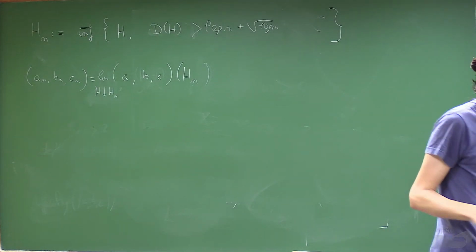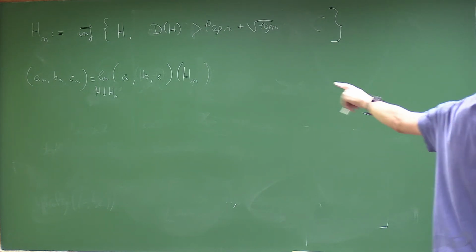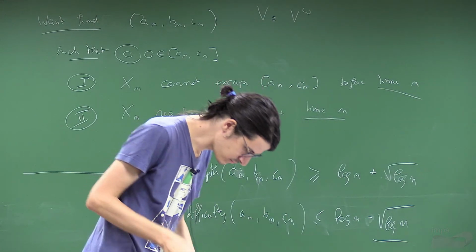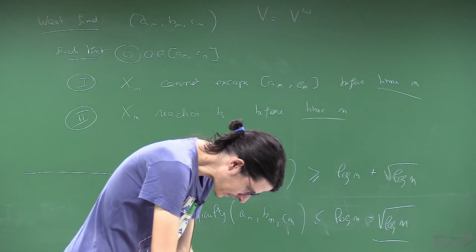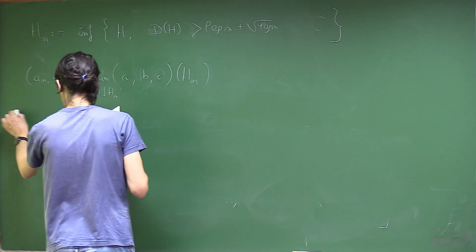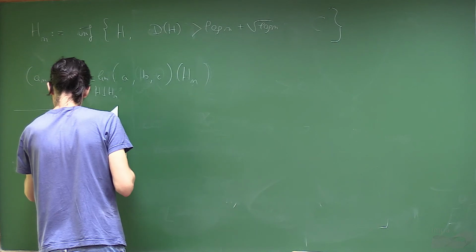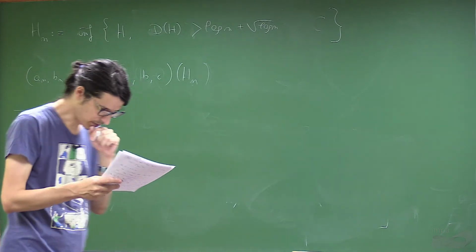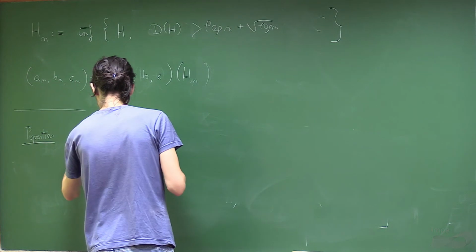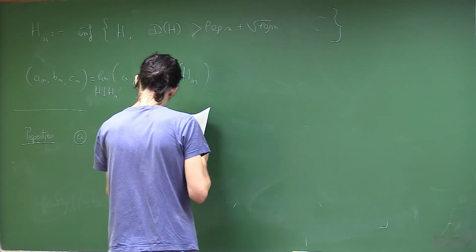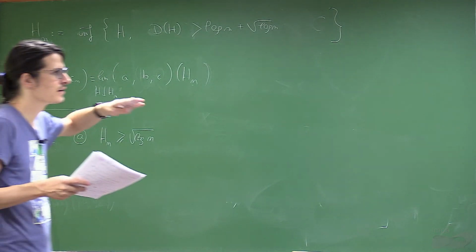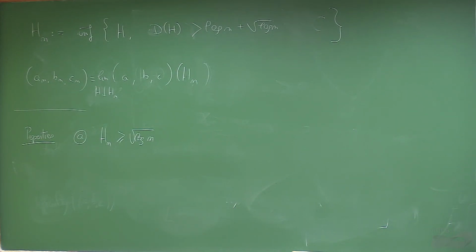All these things don't happen in real life. Because of this definition, this thing is trivial. This is true by definition. So what we have to check is that the rest is true. What are the properties I want to prove? First thing, H_n is larger than square root of log n. I just want to make sure that h is not too small so that I don't jump out immediately from 0 with some positive probability.